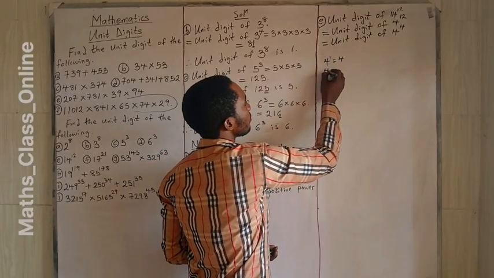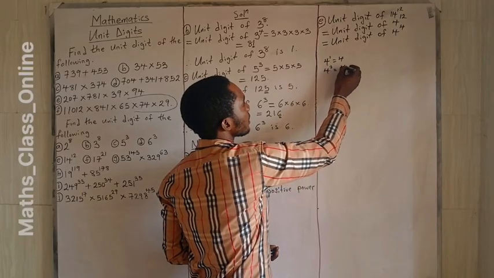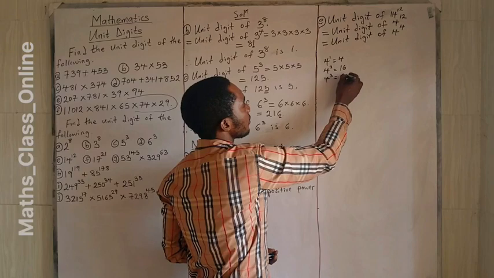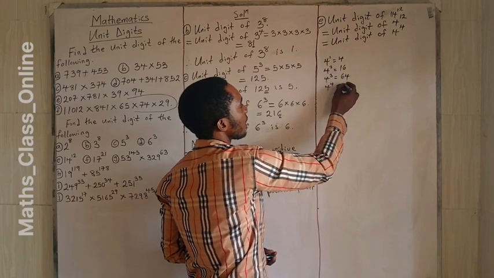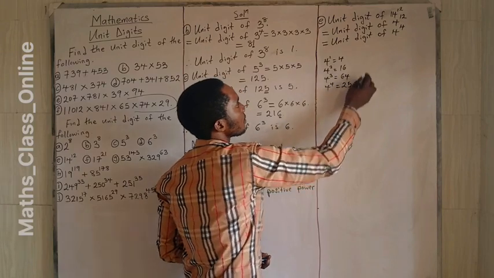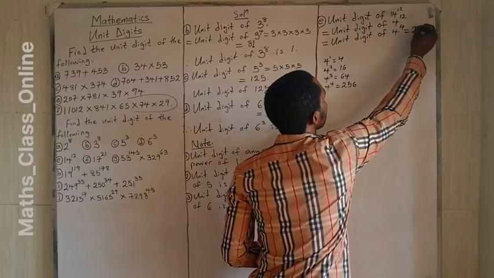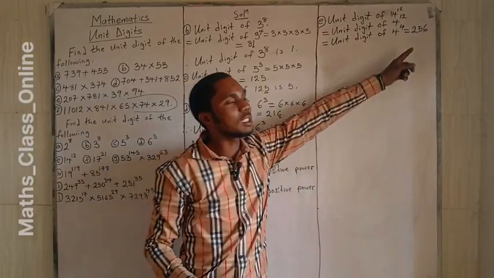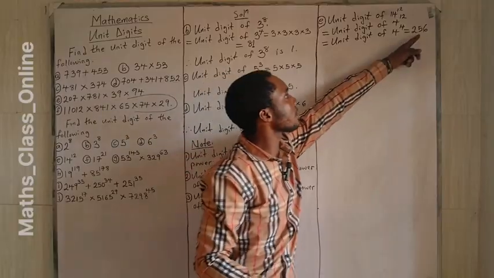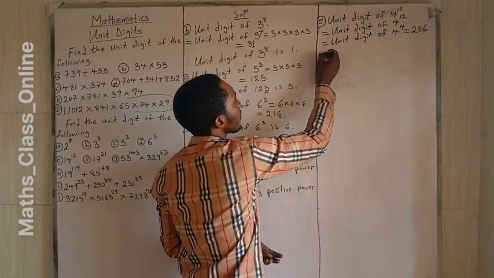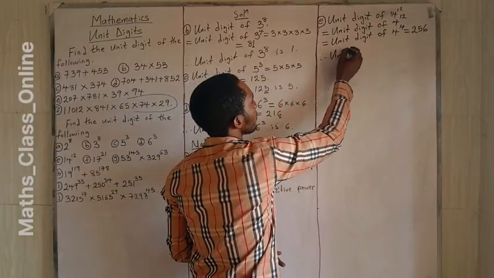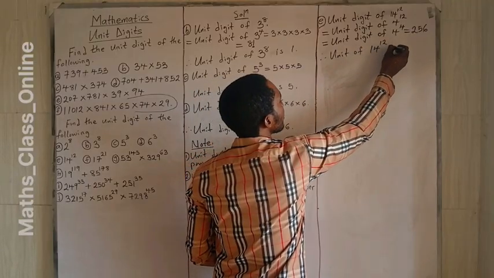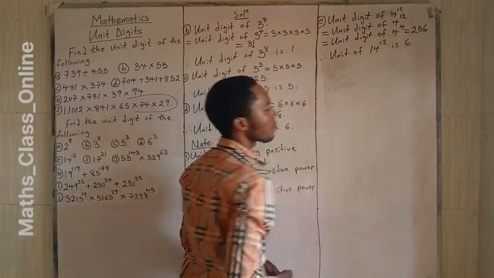4 raised to the power 1 is 4. 4 raised to the power 2, that's 4 times 4, 16. 4 raised to the power 3, 16 times 4, 64. And 4 raised to the power 4, that is 256. What is the unit digit of 256? That is 6. That means that the unit digit of 14 raised to the power of 12 is 6.